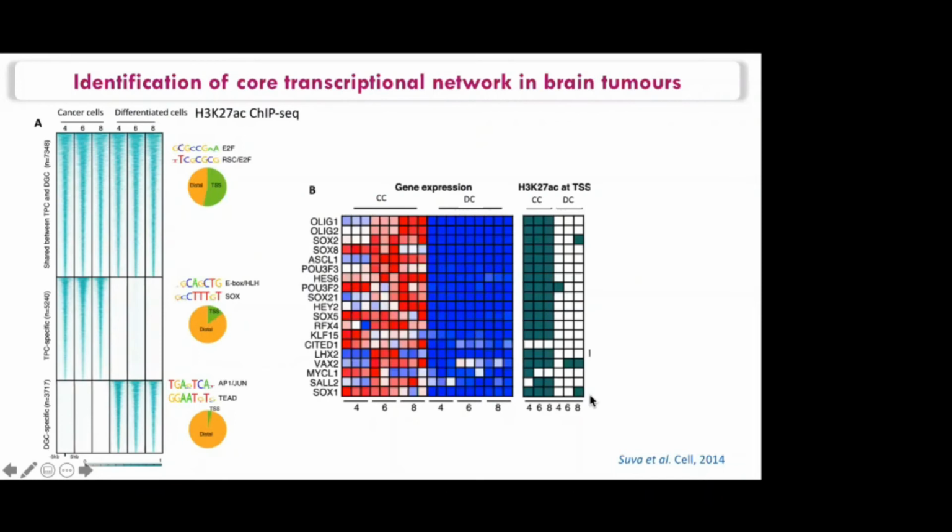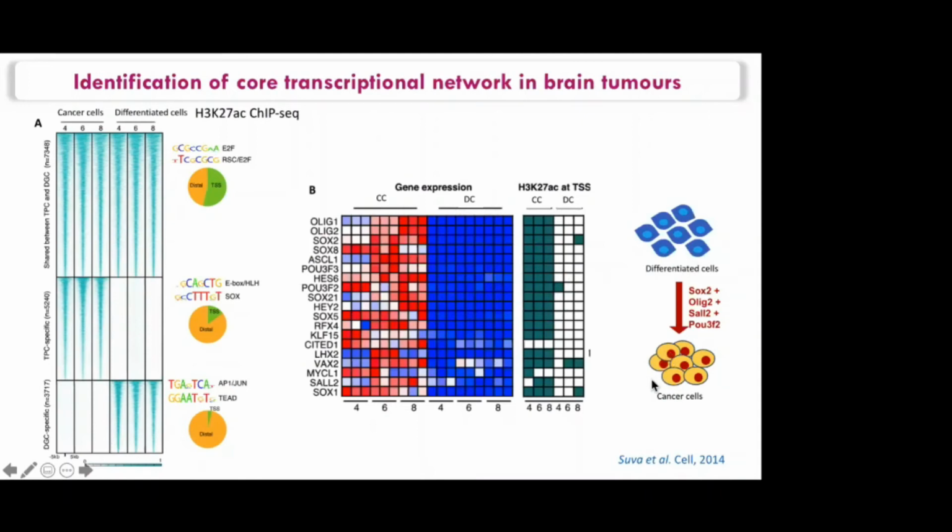And the most interesting experiment they did was they expressed all these 19 neurodevelopmental transcription factors in different combinations in differentiated cells and asked whether they could reprogram them into cancer cells. And just like Yamanaka factors, they eventually identified a set of 4 core neurodevelopmental transcription factors. So when you express these transcription factors in differentiated cells, they could successfully reprogram these into cancer cells.